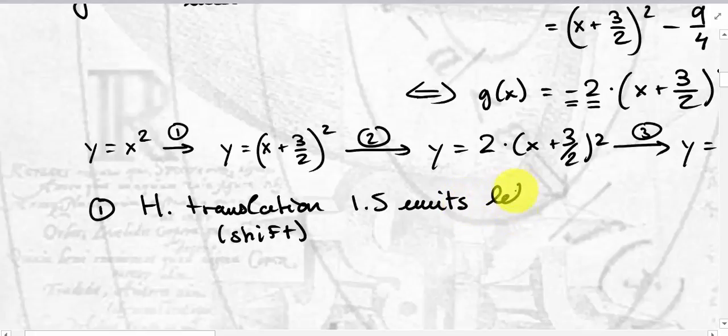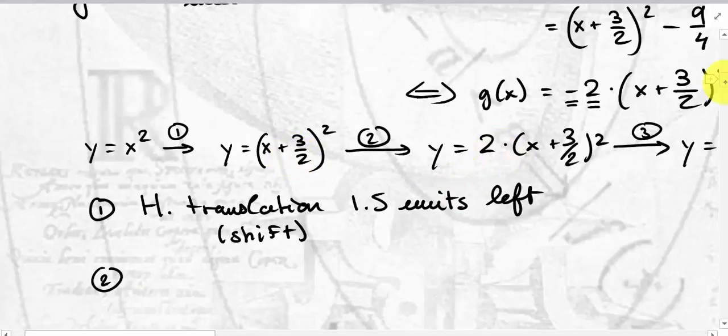So now it's time to write what they are. So number 1, it's a horizontal translation. Okay, the word is translation. Sometimes you can use shift if you want, horizontal shift. But translation is more accepted. 1.5 units, and you have to tell me where. 1.5 units left.